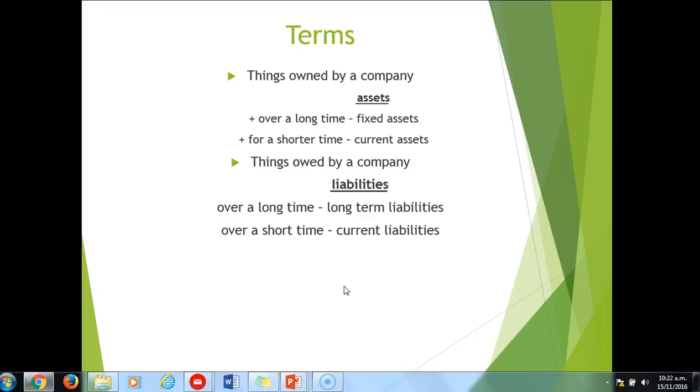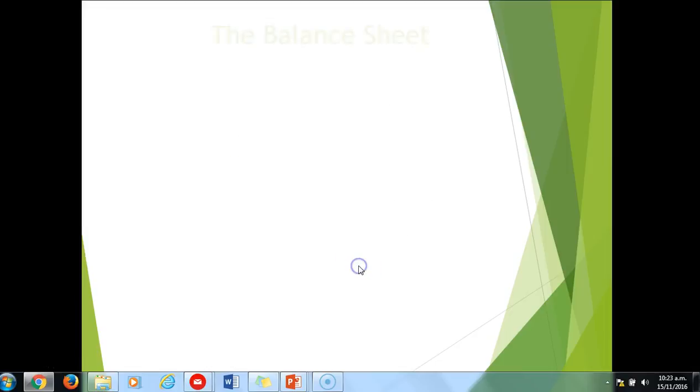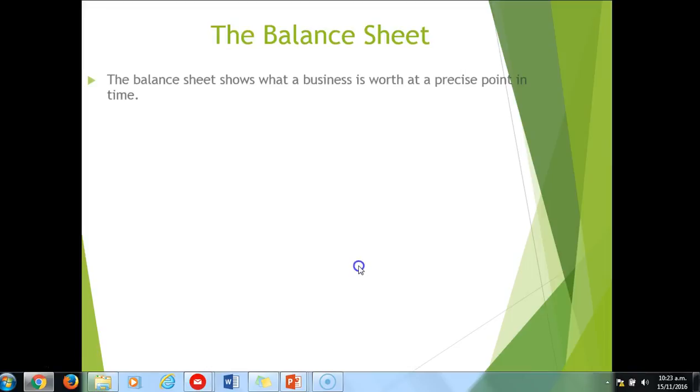Things owed by a company over a long period of time are long-term liabilities; over a short period of time, current liabilities. So money they owe over a long period of time would be maybe a mortgage on a factory or something like that. Over a short period of time, it could be an overdraft. It could be a very quick form of loan that they tend to pay back within 3 months. So it's important to understand these terms.